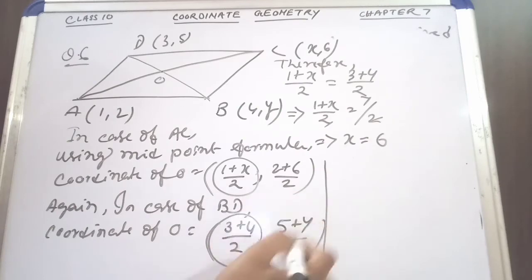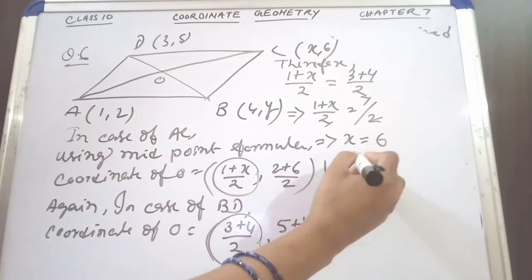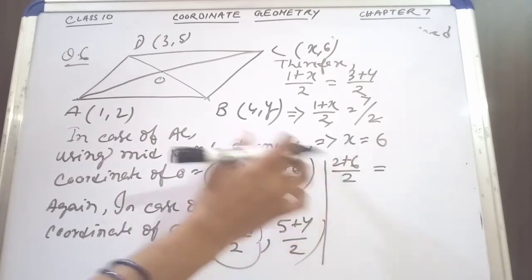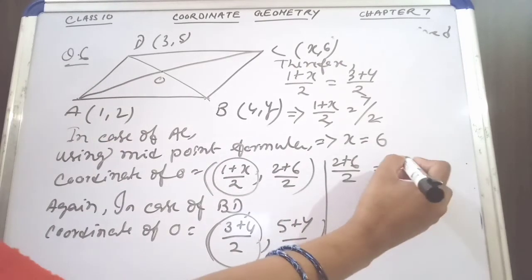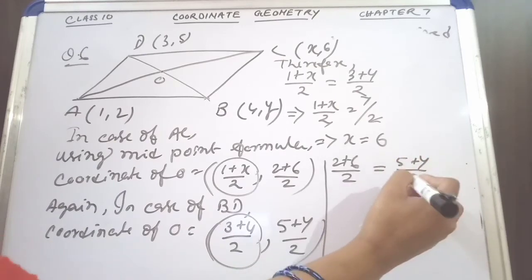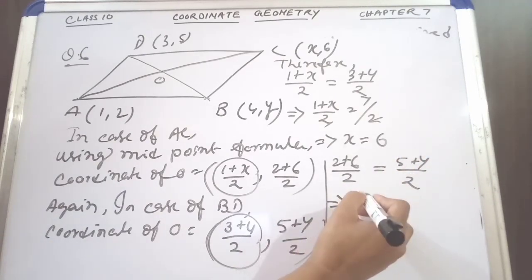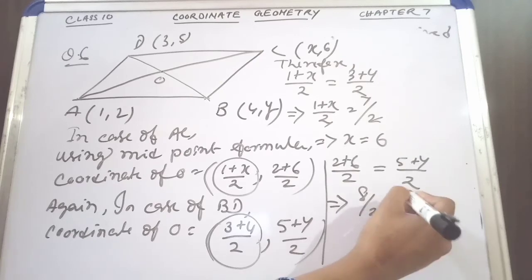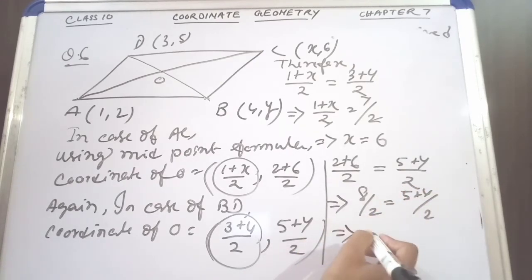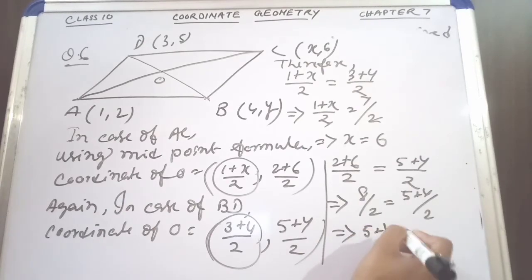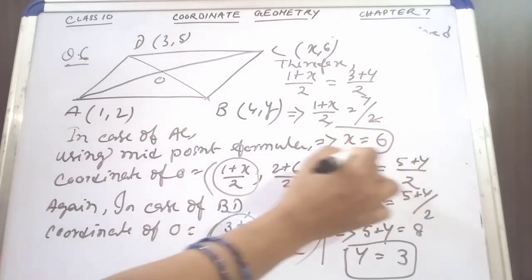Again equating this side. That means 2 plus 6 by 2. This is the y coordinate and this is also the y coordinate of point O: 5 plus y by 2. That means 8 upon 2 is equal to 5 plus y upon 2. 2 cancels out. That means 5 plus y is equal to 8. So y is equal to 3. So the value of y is equal to 3 and the value of x is equal to 6.